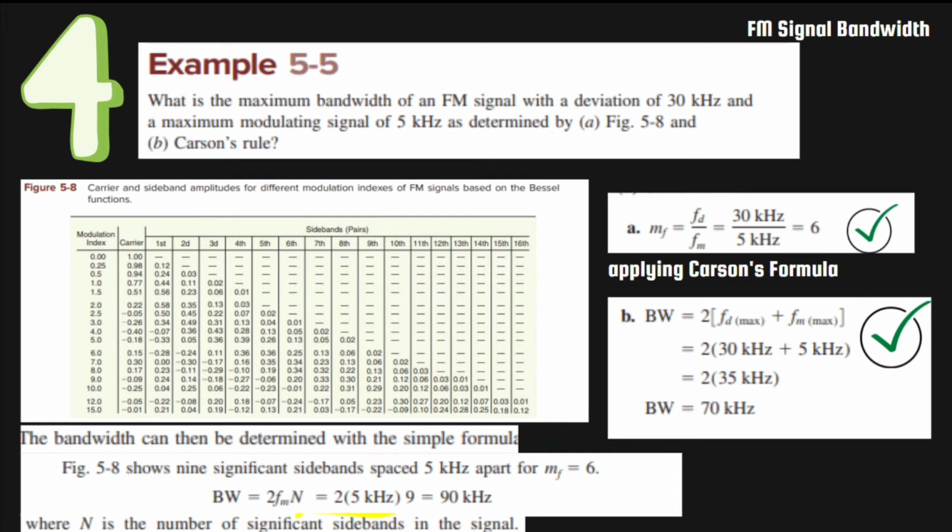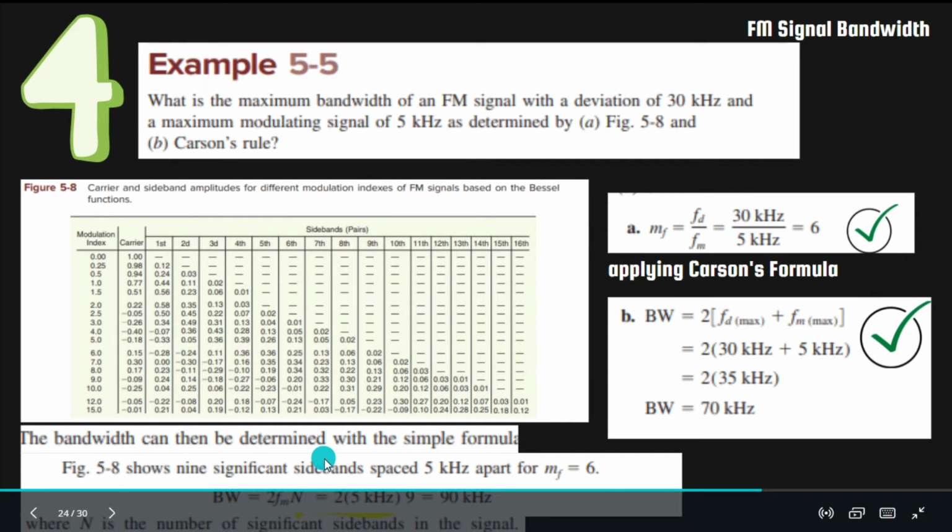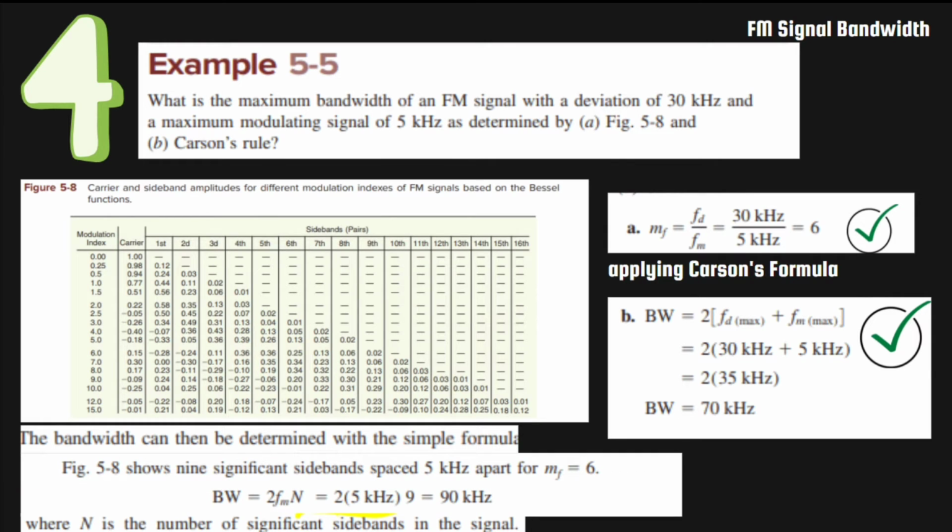So the total bandwidth of an FM signal can be determined by knowing the modulation index and using figure 5.8. So the bandwidth can then be determined with the simple formula: bandwidth is equal to 2 times FM times the number of significant sidebands in the signal.